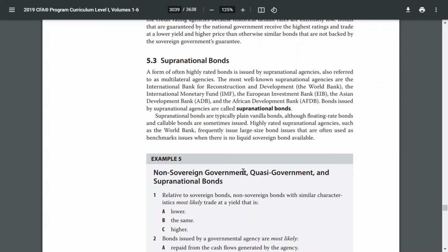Supranational bonds are typically plain vanilla bonds. Often floating rate bonds and callable bonds are sometimes issued. Highly rated supranational agencies, such as the World Bank, frequently issue large-sized bonds. These issues are often used as benchmark issues when there is no liquid sovereign bond available.